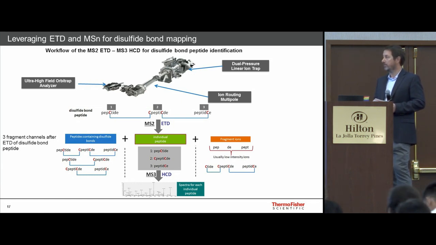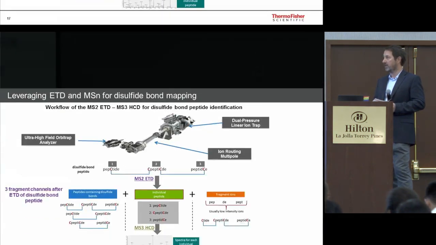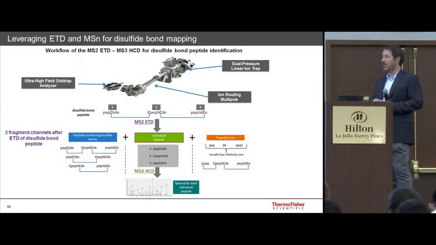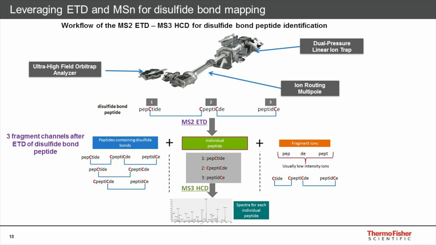So how does it work? We do ETD in the dual pressure linear ion trap. Actually, we do it in the high pressure cell. You are going to use the ion trap to isolate the MS2 ions. Then by sending them to the Orbitrap, you are going to do HCD fragmentation in the ion routing multipole, and you are going to analyze that in the Orbitrap. Even if it sounds complicated, I did it in a targeted fashion, and the tune page is so well designed that it's very, very easy to do.